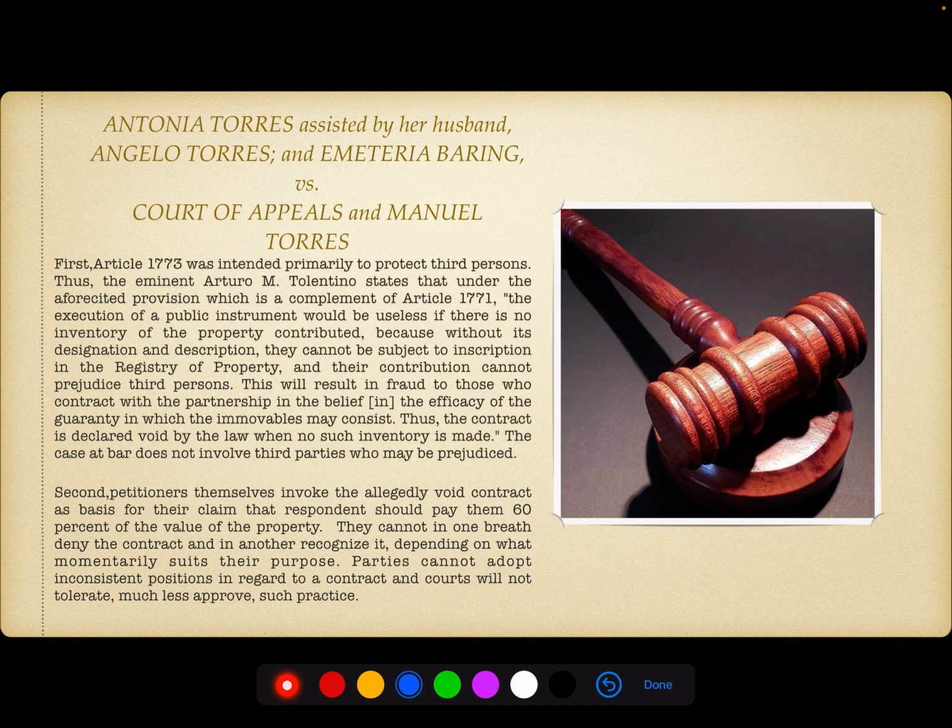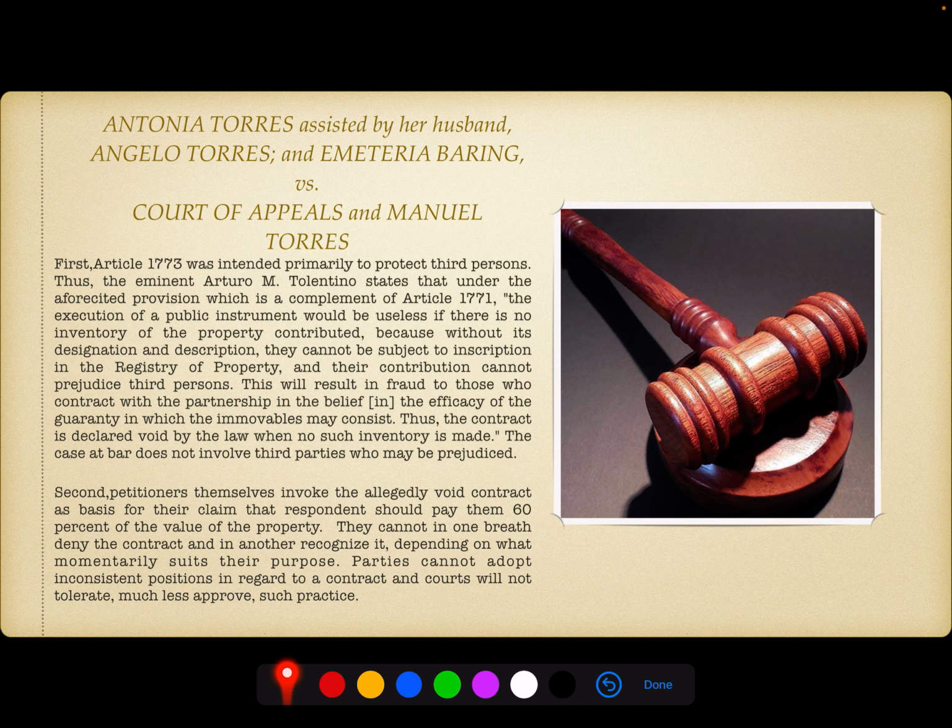Alright. Now, if I may quickly discuss the case of Torres versus Court of Appeals. This case is about a joint venture agreement for the development of a parcel of land between sisters Antonia Torres and Emeteria Baring, and I think their brother Manuel Torres, who is the respondent here. What happened is that the sisters executed a deed of sale covering a parcel of land in favor of Manuel, who registered the land in his name. They were supposed to develop this property. What happened was, Manuel mortgaged the property with Equitable Bank, which is now BDO, in exchange for a 40,000 peso loan.